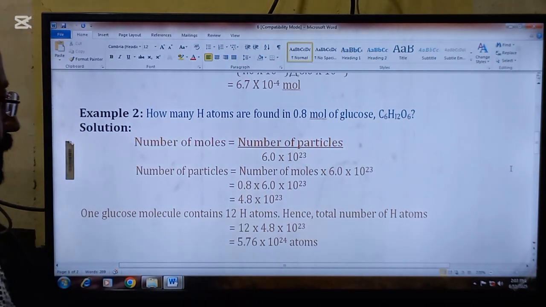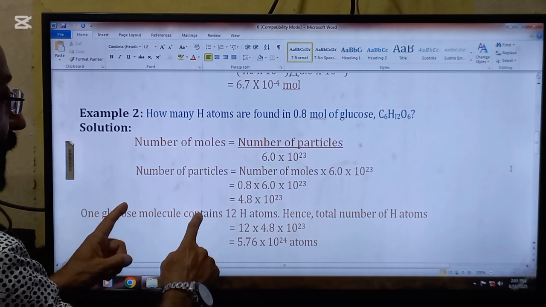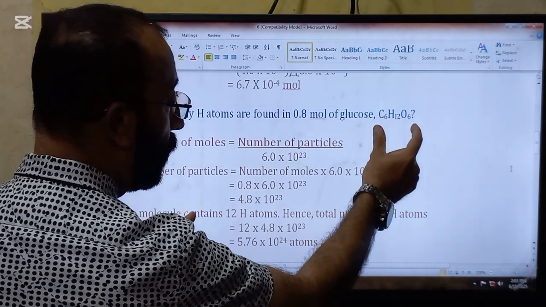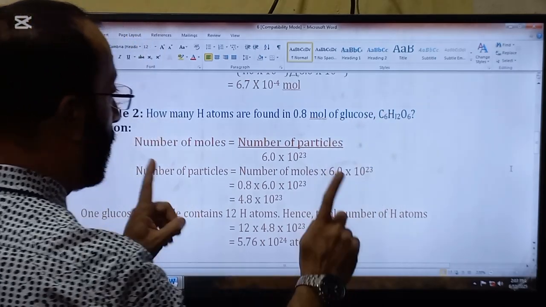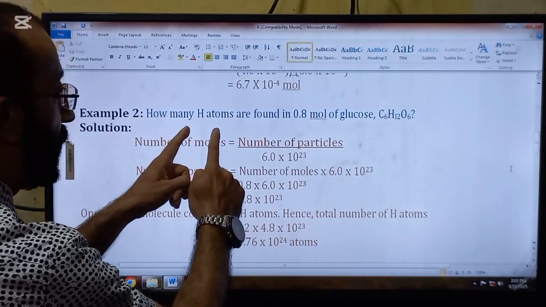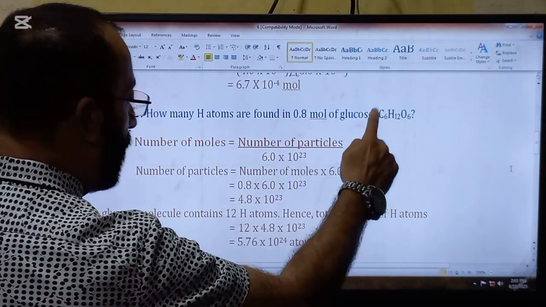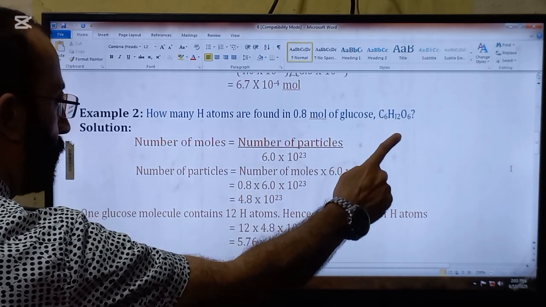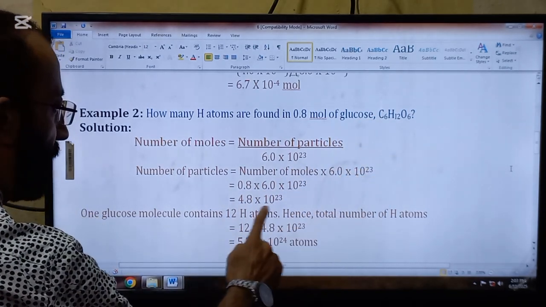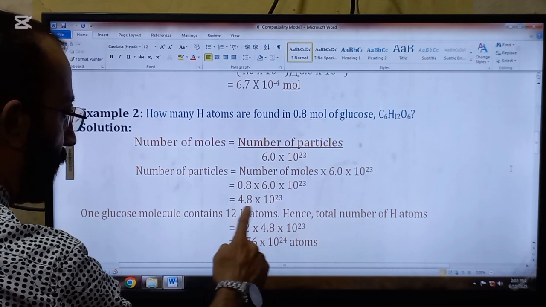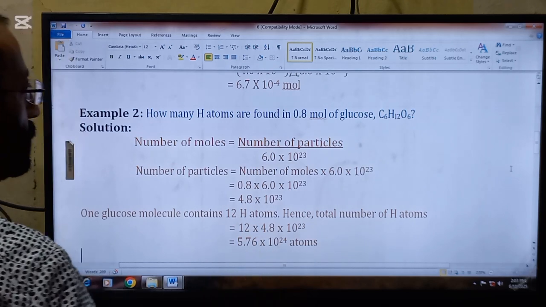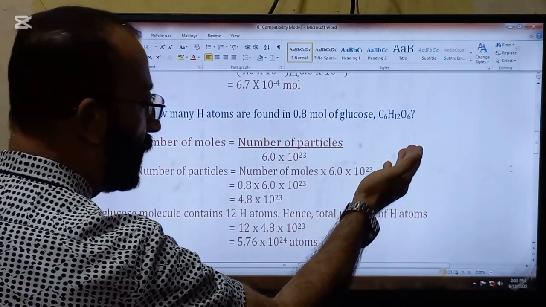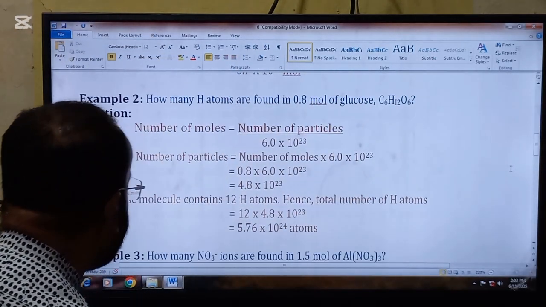This is the answer. So these are the number of the particles in 0.8 moles of the glucose, but the requirement is H atoms. So there are 12 hydrogen atoms in 1 glucose molecule. So 12 will be multiplied with it now. So 12 into this number will give you the answer because the requirement was hydrogen atoms, not the full molecule.